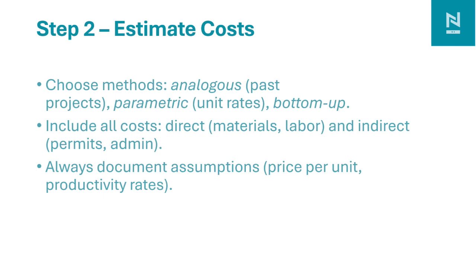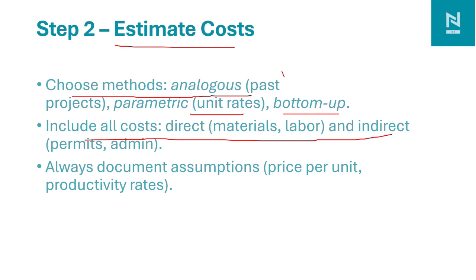Then, we need to estimate the cost. We need to choose the method we will use to estimate the cost in the project, either past projects, unit rate, or bottom up. The costs included in the project may be direct cost and indirect cost. Direct cost may be material or labor cost, whereas indirect cost is related indirectly to the project, for example permit or admin cost. We need to always document the assumptions made in the project, such as price per unit or productivity rate of the resources in the project.